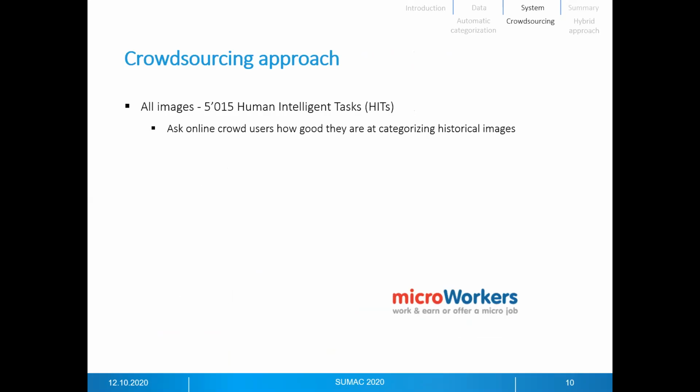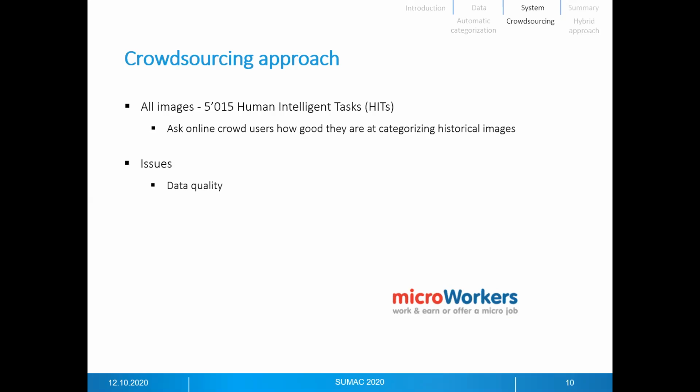Considering the potential of deep learning, and on the other hand, the limitation of the small data and the time-consuming annotation process, we considered crowdsourcing as an alternative solution to this image categorization problem. We chose the Microworkers crowdsourcing platform to deploy this job by generating 5,015 human intelligence tasks, one per image.